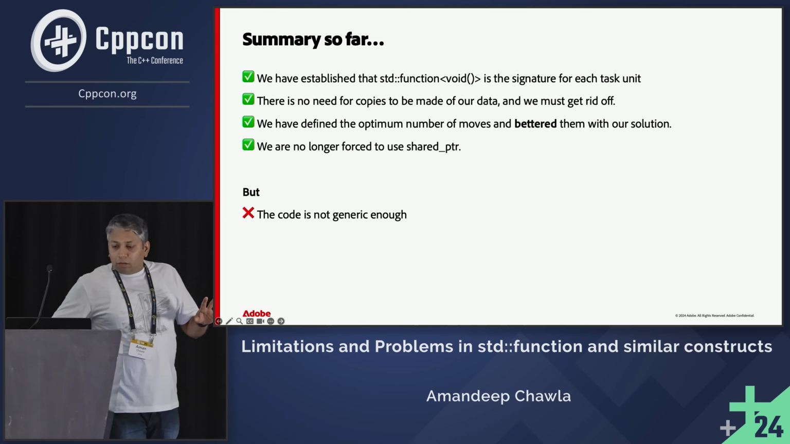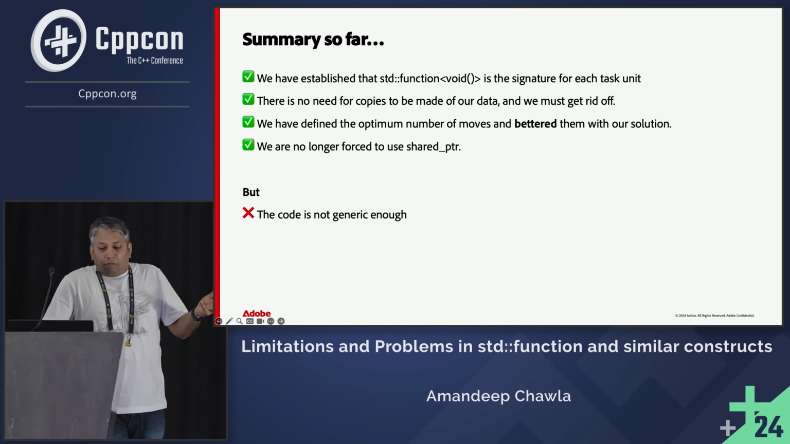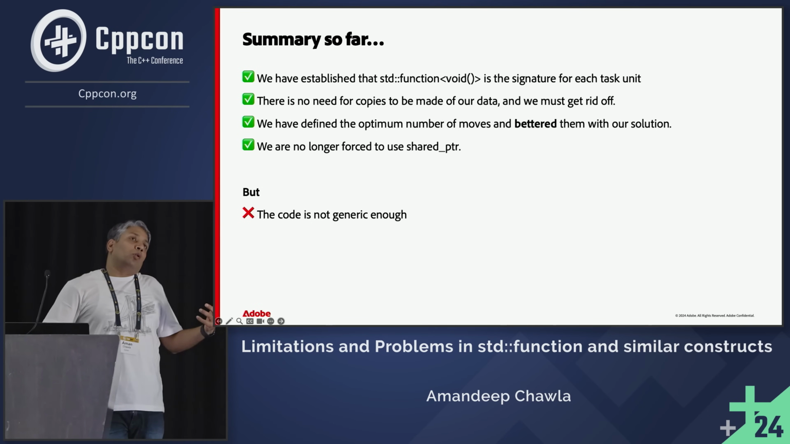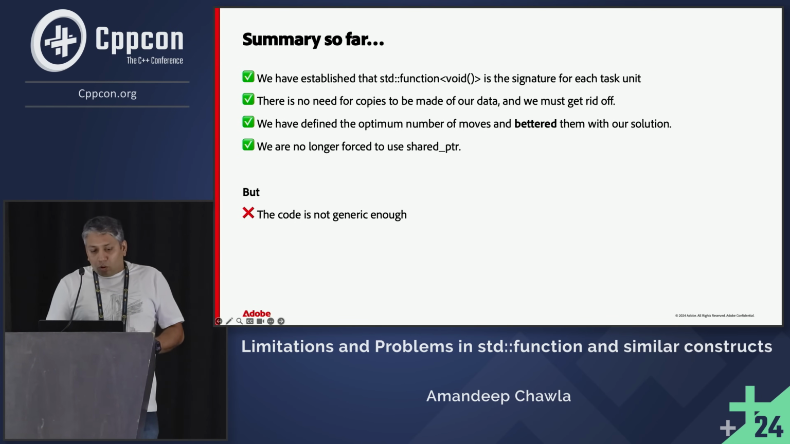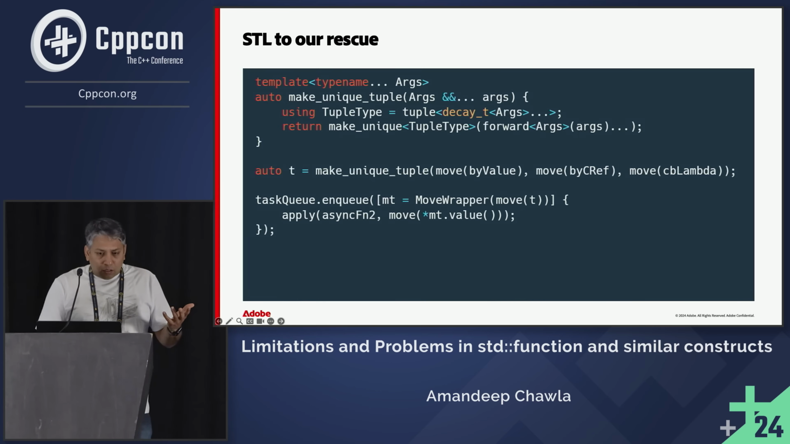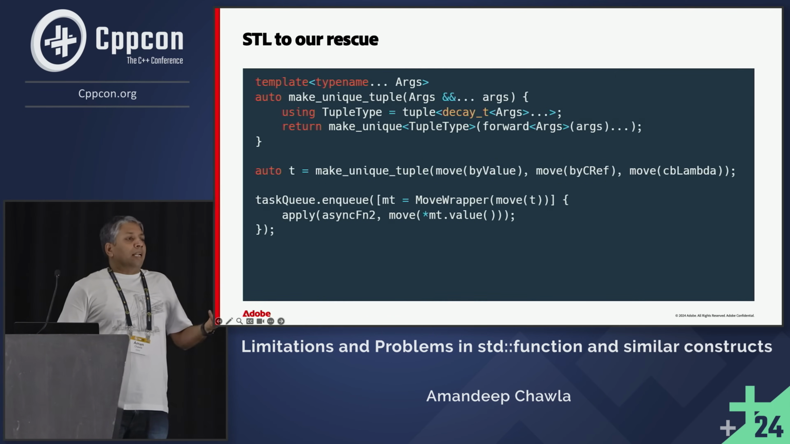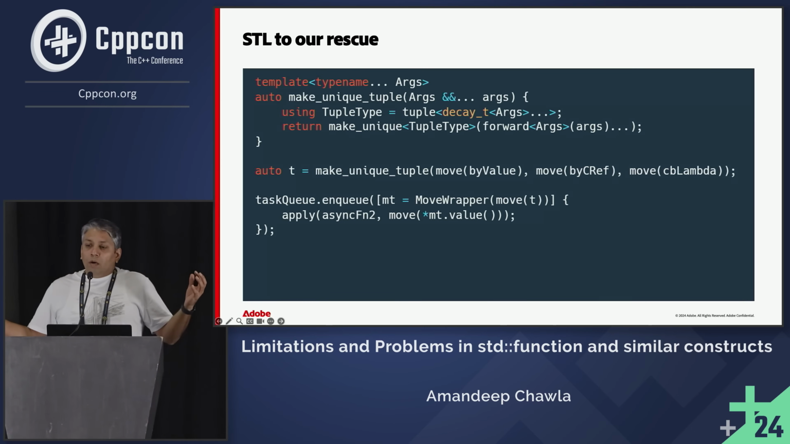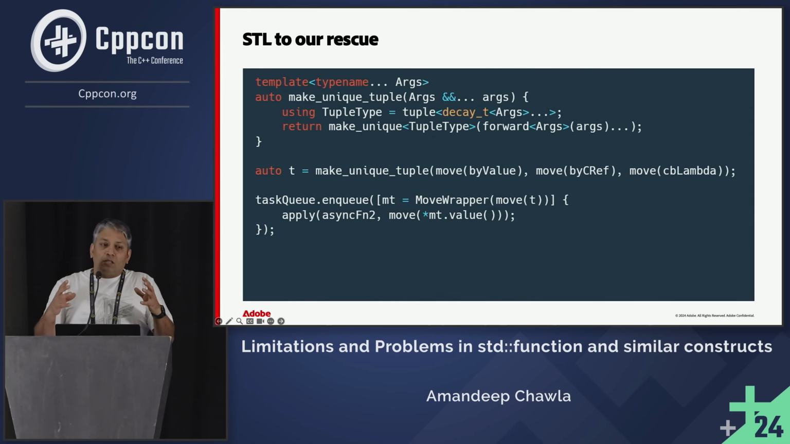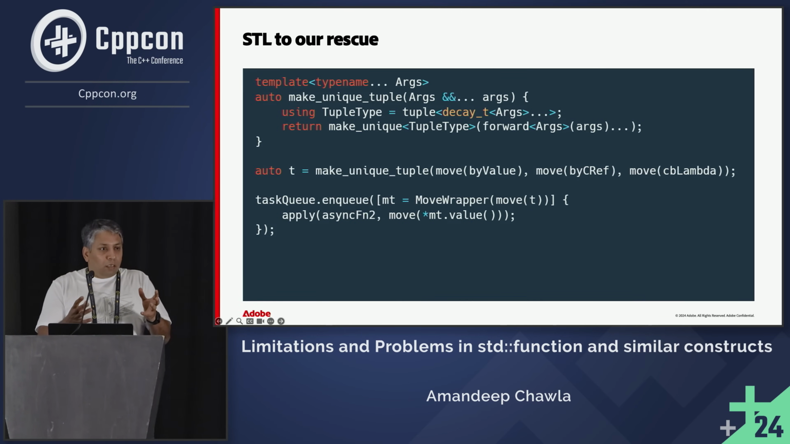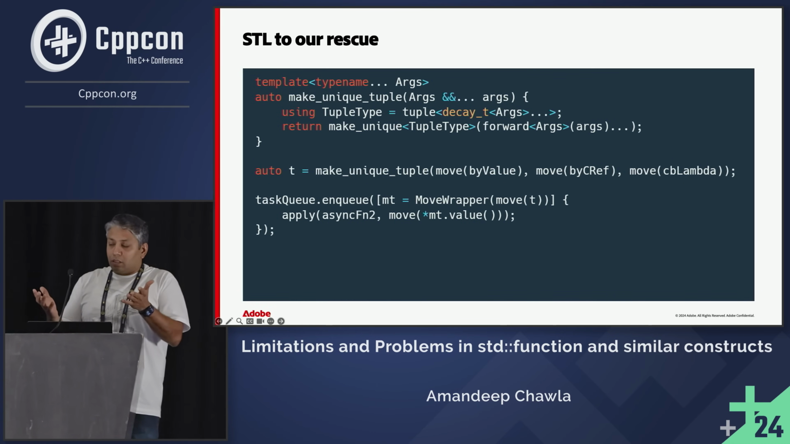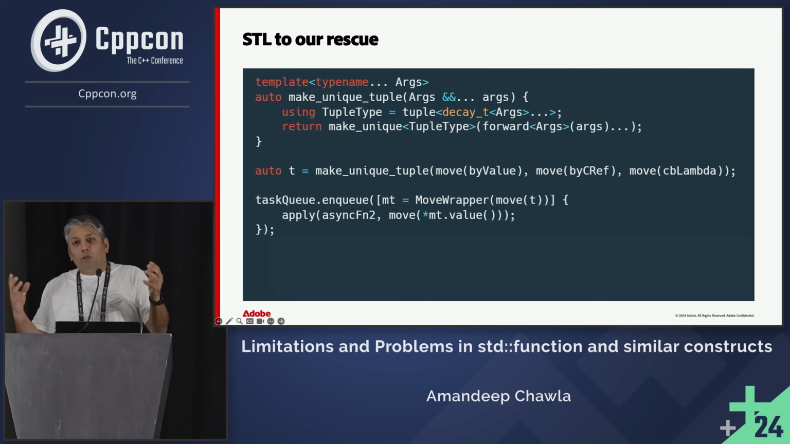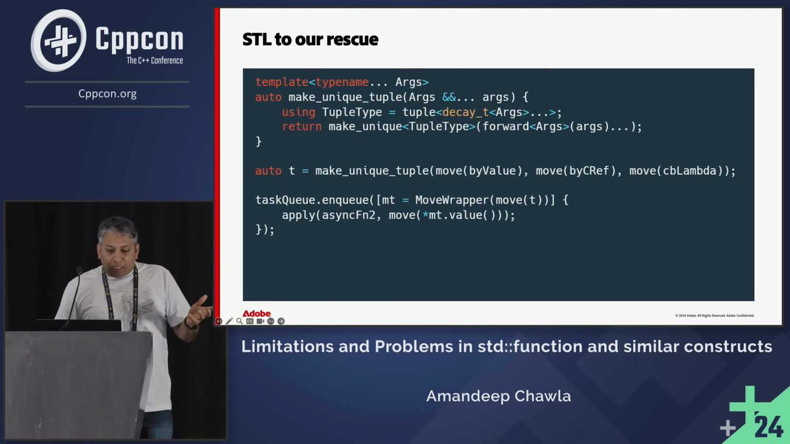So the summary so far: we are no longer forced to use shared_ptr. And the second part, which I said, the code is not generic enough. Can we make the code generic? So, a couple of things. There is one thing in STL which we can use to bundle all the different parameters of a function together. And what does STL provide us? The tuple. Tuple is a heterogeneous container where we can put anything, and that is what we can use.